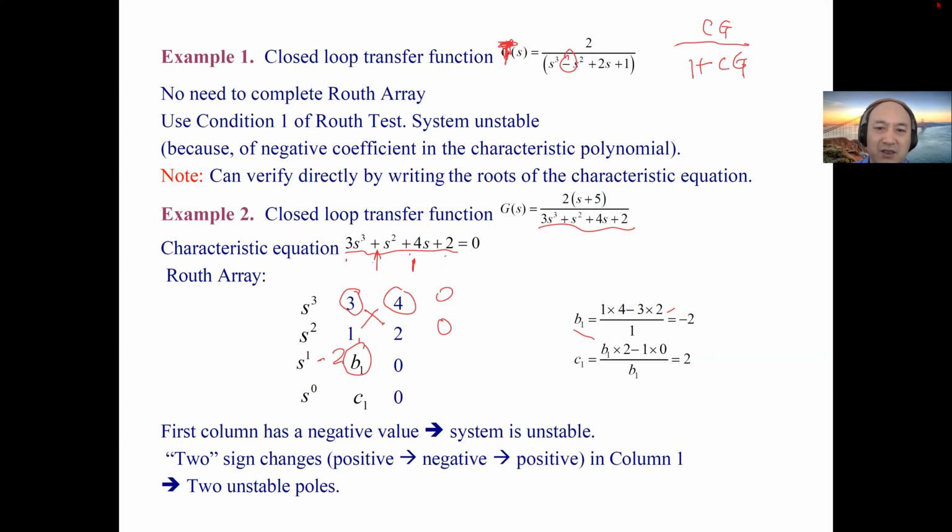And C1 here, we can do the same idea. But how about this one? This one is 2 times 0 minus 4 times 0 divided by 2, which is 0. Okay? So you can pad zeros here if you need it, until you get the last row. So this is S1. S0 corresponds to here, then for C1, I do this one minus this one. B1 times 2, plus 1 multiplied by 0, divided by B1. So that is the C1, okay? I will get a 2 here.